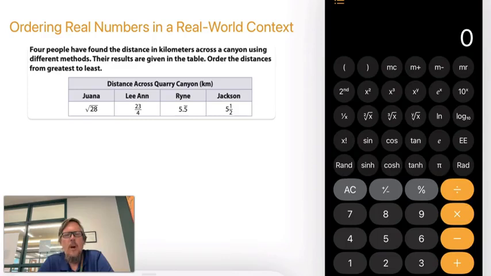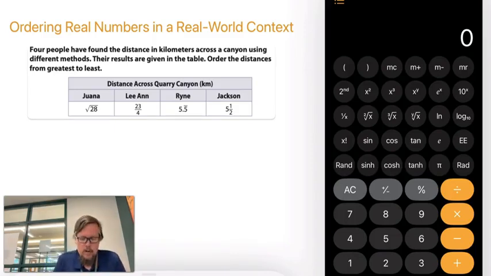So our first person, Juana, has found a distance of square root of 28 kilometers. Leanne has found a distance of 23/4 kilometers. Ryan has found 5.5 repeating kilometers, and Jackson has found 5 1/2 kilometers. So what we need to do in order to compare these is make sure they are all in the same format, and the easiest format to get that is comparable is decimals. So we're going to turn all of these into decimals.